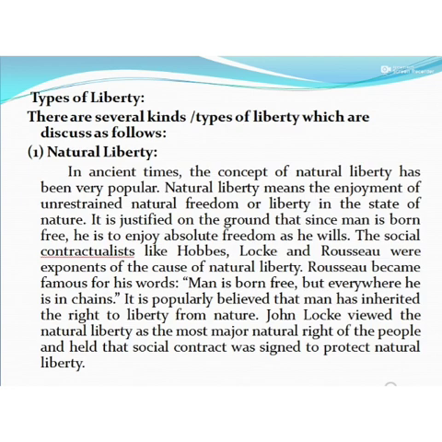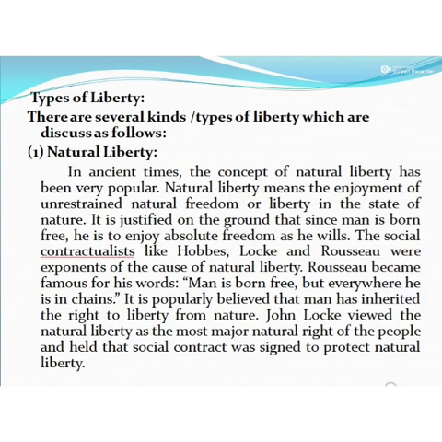Rousseau became famous for his work, with the line: Man is born free, but everywhere he is in chains. It is popularly believed that man has inherited the right of liberty from nature. John Locke, an English political philosopher, viewed natural liberty as the most major natural right of the people and held that the social contract was signed to protect natural liberty.